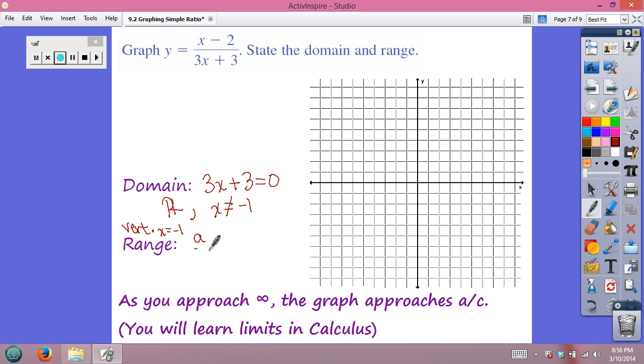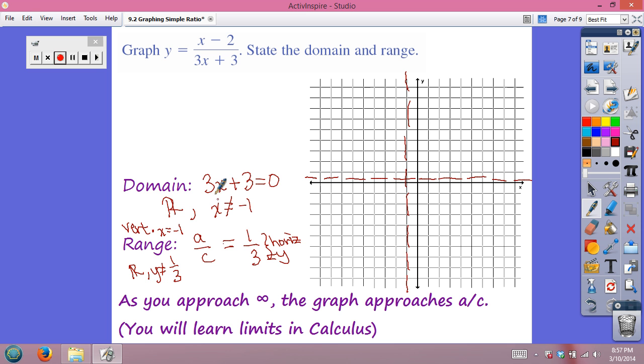The range, remember, is our a over c value, which in this case equals 1/3. So the range is going to be all real numbers except y cannot equal 1/3. And we'll note that our horizontal asymptote is going to be at y equals 1/3. So we can go ahead and plot those. X is negative 1 for our asymptotes for our graph. And with this pen it's a little tricky, but I'm going to do my very best. Y equals 1/3.